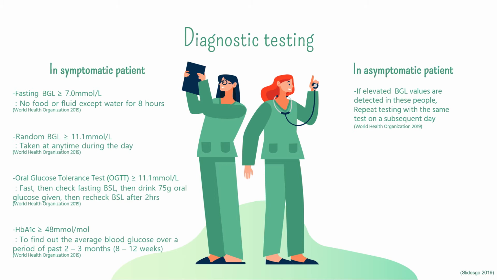Third, oral glucose tolerance test, which is called OGTT. For this test, patients fast, then check fasting glucose, then drink 75 gram oral glucose, and after 2 hours, we check glucose. If the result of OGTT is greater than or equal to 11.1 millimole per liter, it's considered diabetes. Lastly, HbA1c test, which is also known as glycated hemoglobin test. This test is to find out average glucose level for the last 2 to 3 months. If this level is greater than or equal to 48 millimole per mole, it's considered diabetes.